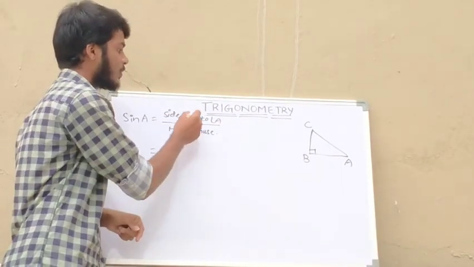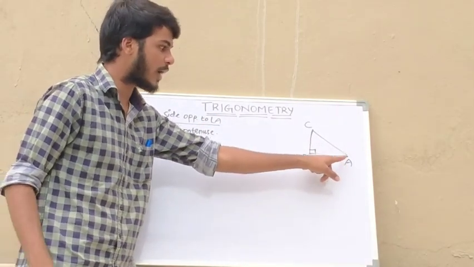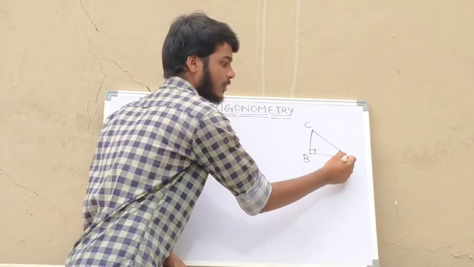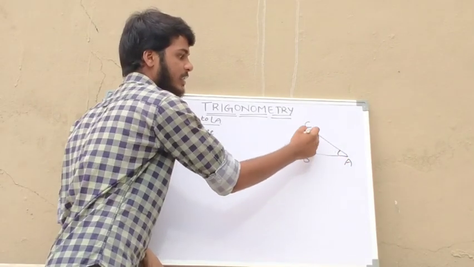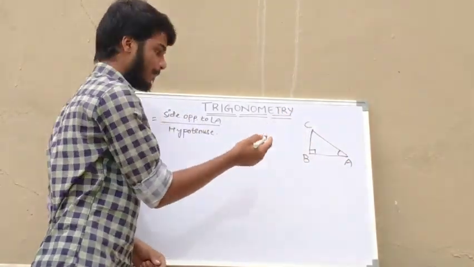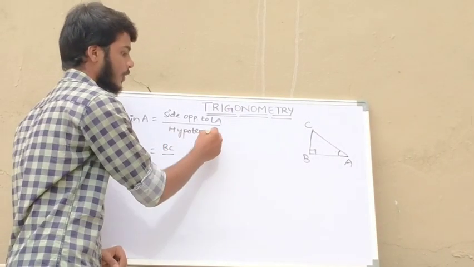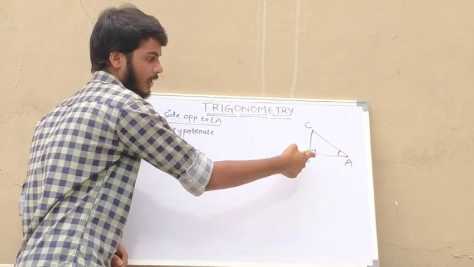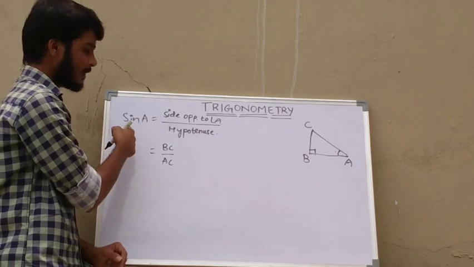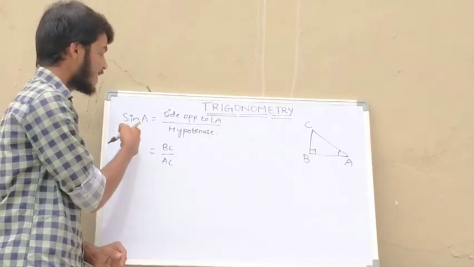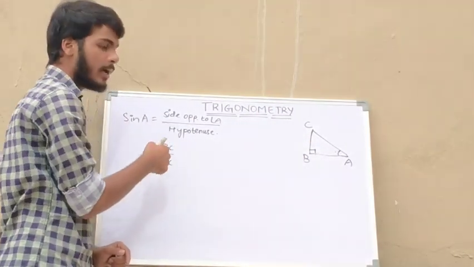So what is the side opposite to angle A? Angle A is here. The side which is opposite to angle A is BC. It is exactly opposite to angle A. So side opposite to angle A is BC by hypotenuse. Hypotenuse in the right angle triangle is AC. So sin A, by the definition, can be written as BC by hypotenuse, hypotenuse is AC, BC by AC.